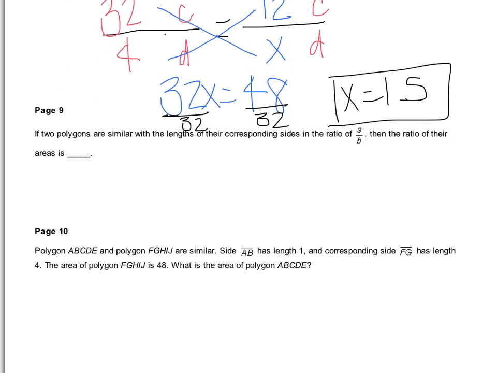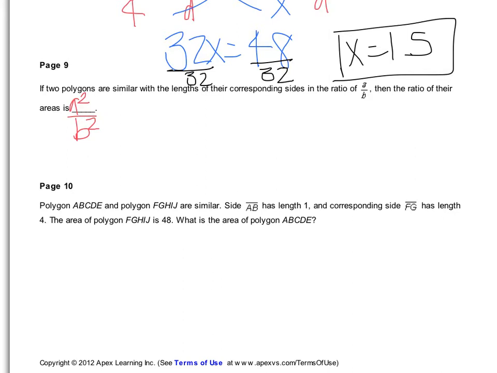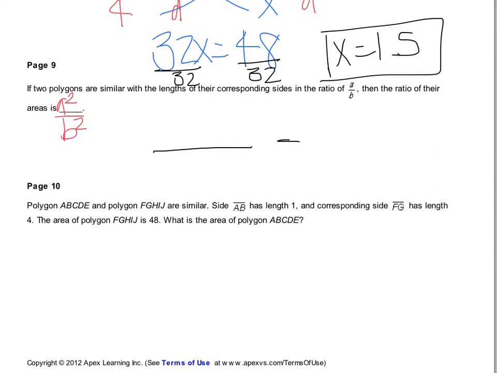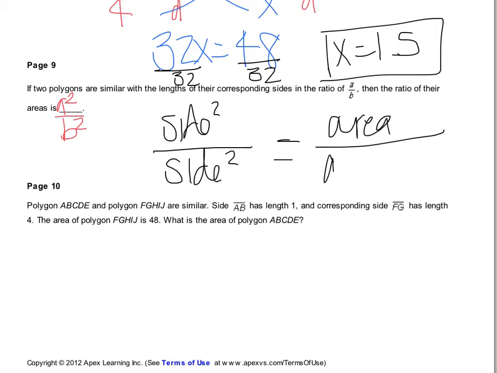If two polygons are similar with the lengths of their corresponding sides in the ratio of A to B, then the ratio of their areas is going to be A squared divided by B squared. So this means if I'm given the lengths and I'm looking for areas, or I'm given the areas and looking for lengths, then I can still set up a proportion. But this time what it's going to look like is side squared over side squared is equal to the area over the area.